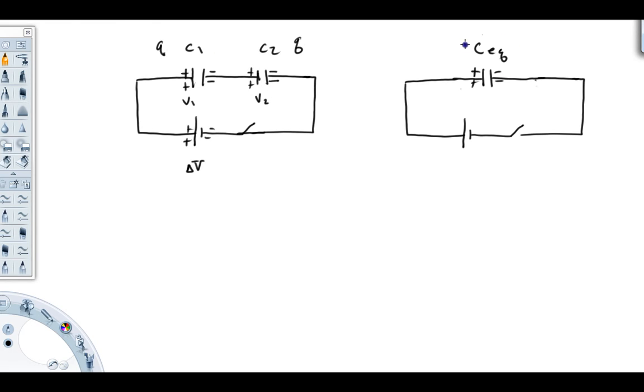Now, as far as how we mathematically do that, first I'm going to talk about voltage a little bit more. Let's go back to this original picture. Let me get voltage symbols over here.